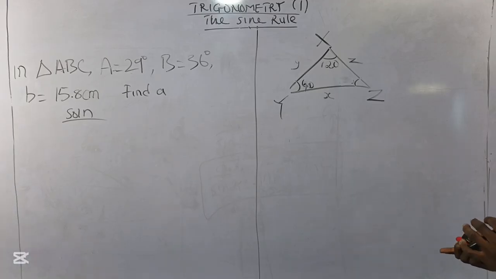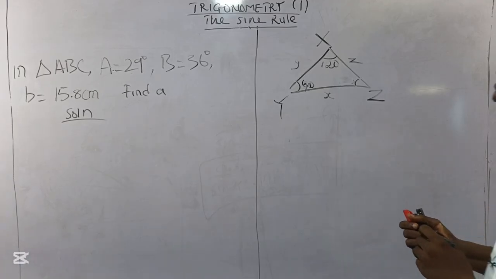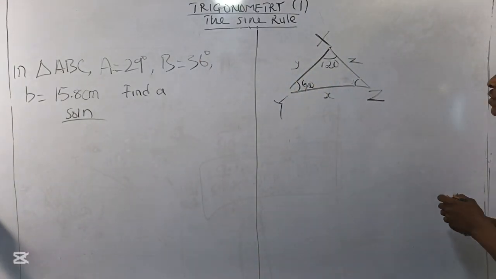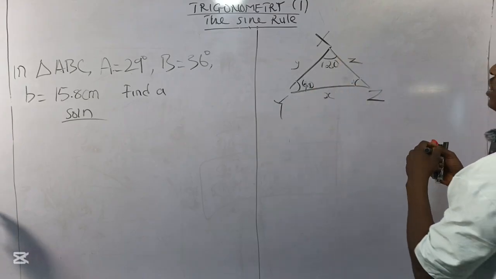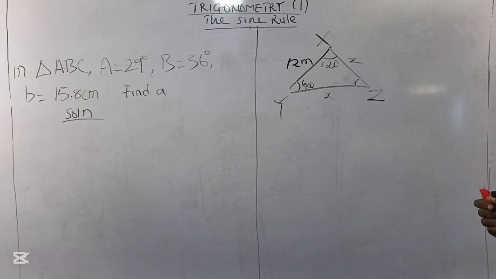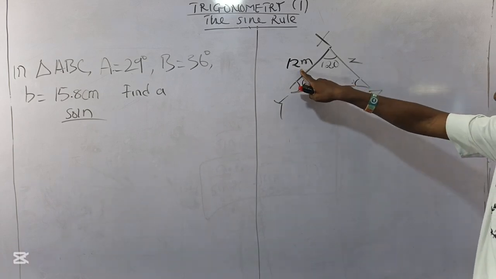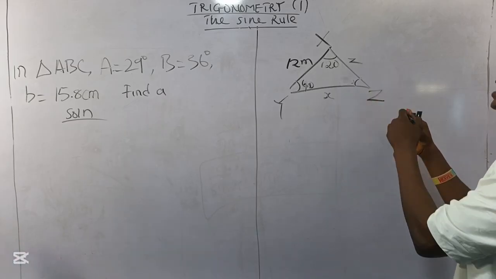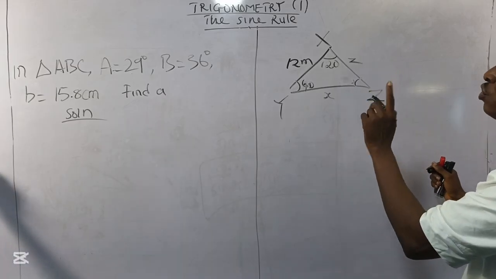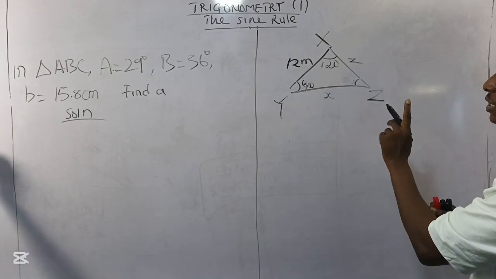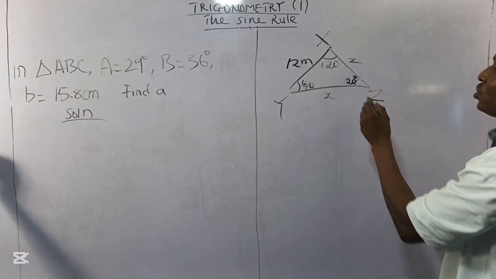The information I want to tell you is what you need to know when solving using the sine rule. The first thing is that if I have to solve this triangle, let me say here is 12 meters. If this is 12 meters, I must know that x must be greater than 12 meters. Why? First, I can get my angle z by the sum of angles in a triangle: 120 degrees plus 40 degrees plus z will be equal to 180 degrees. So my z certainly will be 20 degrees.